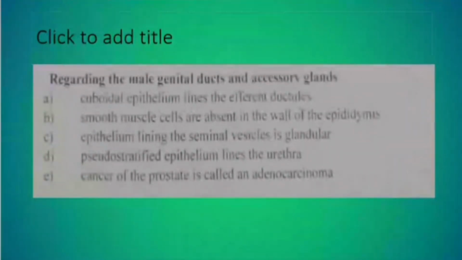Then, the epithelium lining the seminal vesicles is glandular. This is not mentioned directly, but from all the sources I've looked up, this is false. The epithelium is not glandular. Pseudostratified epithelia line the urethra. We did not mention this because it is part of the urinary system, but we mentioned it in embryology. So this is true. Then, cancer of the prostate is called an adenocarcinoma.